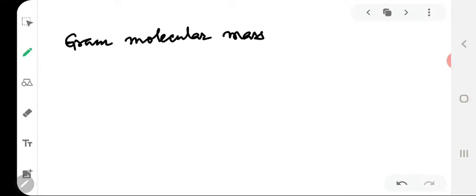Let's take the example of oxygen. Gram molecular mass. This means the mass of a molecule of oxygen, that is O2. As we all know that oxygen is diatomic, so there are two atoms, so atomic mass of oxygen is 16, and since it is diatomic, molecular mass should be equal to 2 into 16, that is 32. So when this molecular mass is expressed in gram, that is gram molecular mass of oxygen, that should be equal to how much? 32 gram.